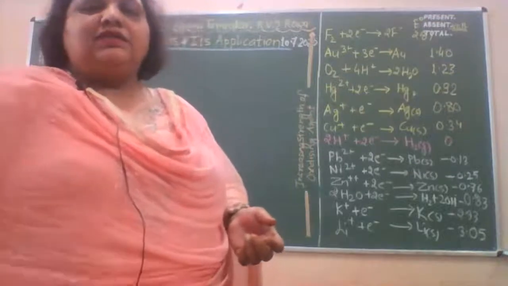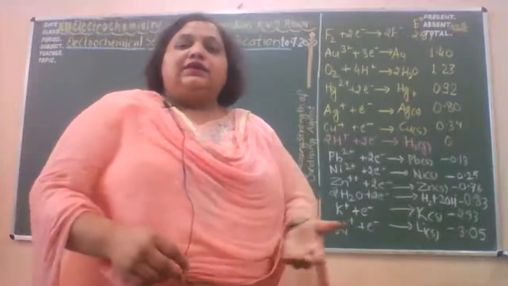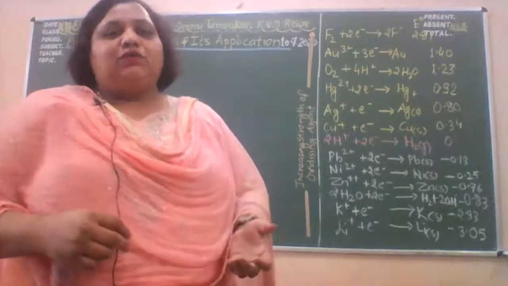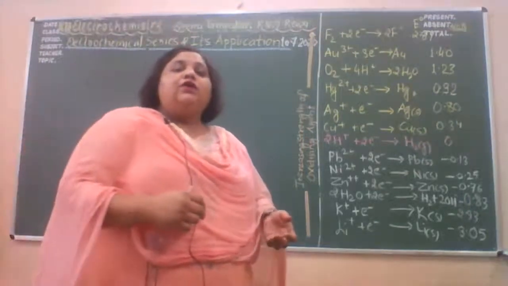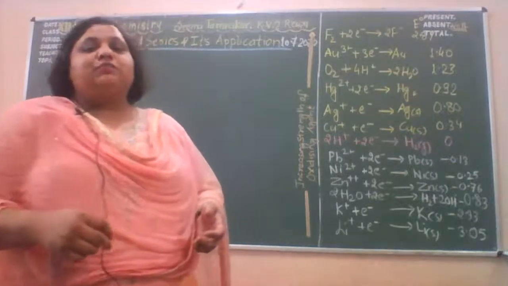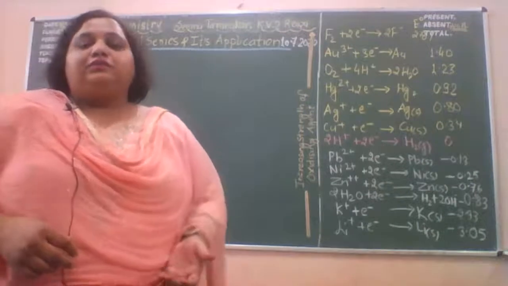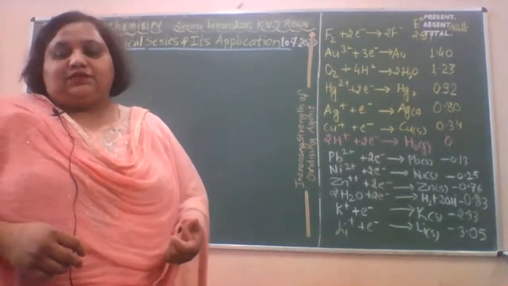Yesterday, we discussed the EMF of the cell, the Nernst equation, and along with that, we studied its relationship with the Gibbs free energy and the equilibrium constant.